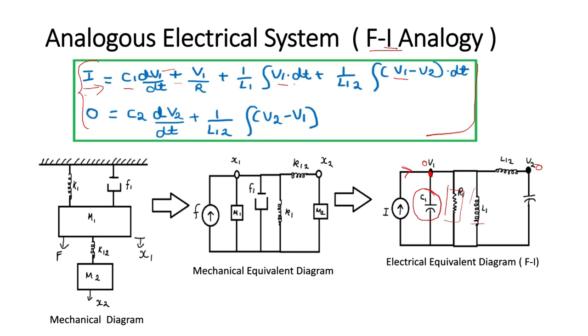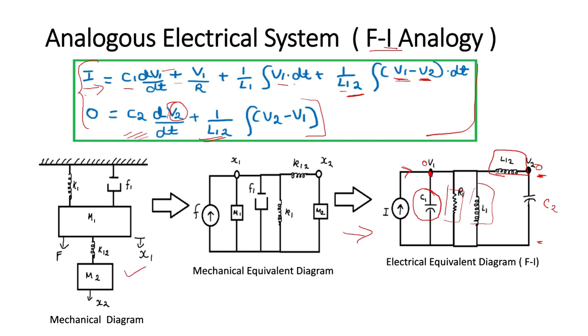So this is your inductor, and then plus 1 upon L1 times (V1 minus V2). So this means this inductor is between these two nodes. So we will draw the inductor here like this. And then in the second equation, you have drawn this inductor, and now this capacitor is left, and here it contains only V2. Therefore it is between node 2 and reference. So this is your capacitor C2. So this is your electrical equivalent diagram using force current analogy.